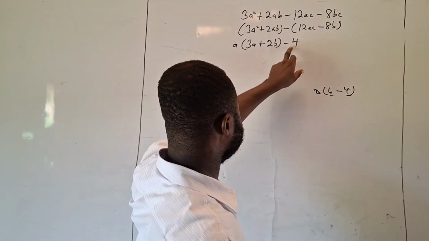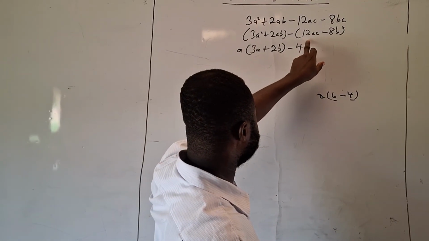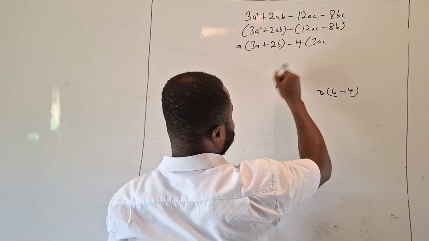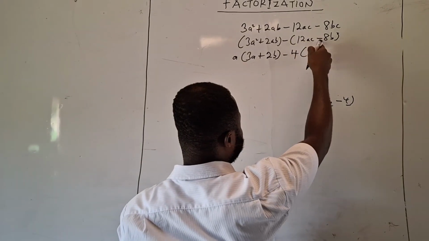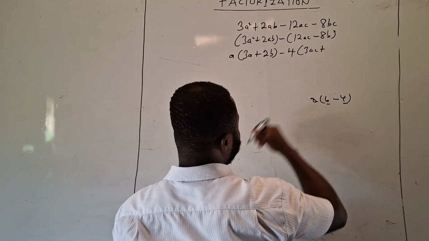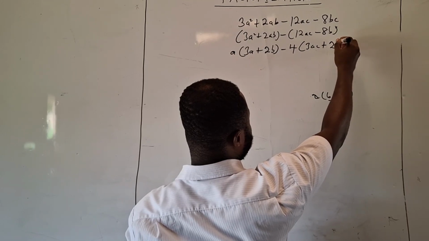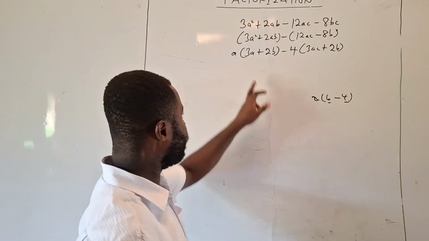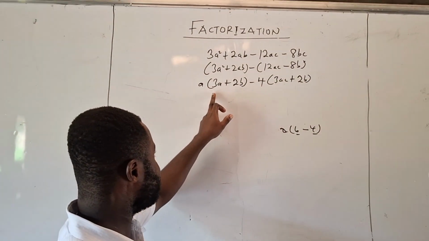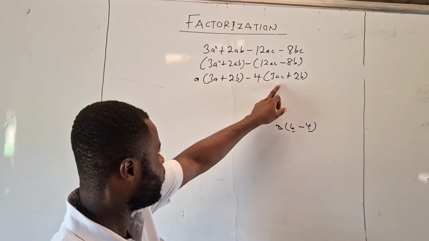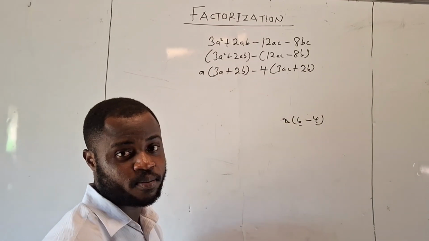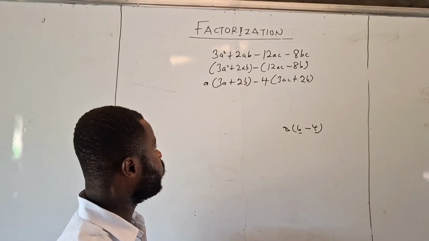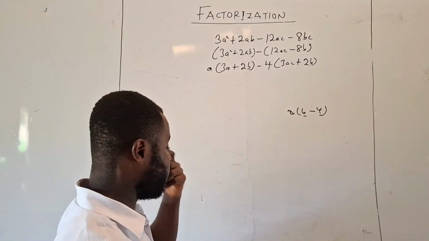Now the question is, let's see. If we open this bracket, here we are going to get 3ac. Now, negative times negative will give you positive. Then here we are going to get 2b. Now let's look at the question. What are we getting here? This is 3a, then this one is 3ac plus 2b. They are not the same. So it means we have to do what we call regrouping. Yes, we have to do regrouping.